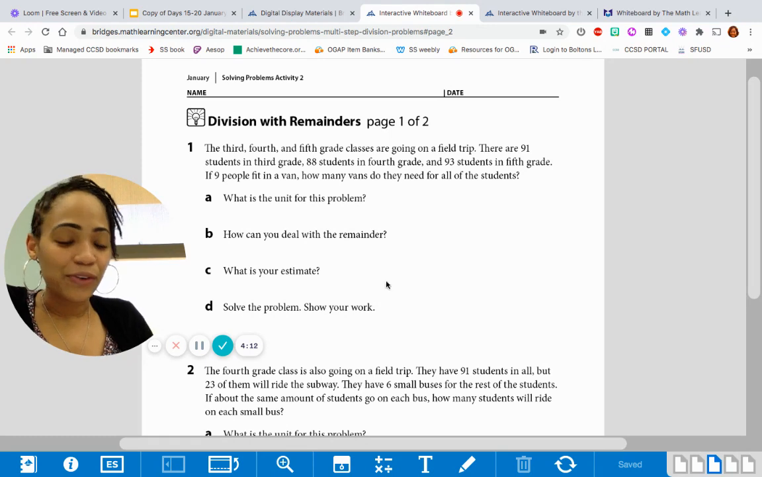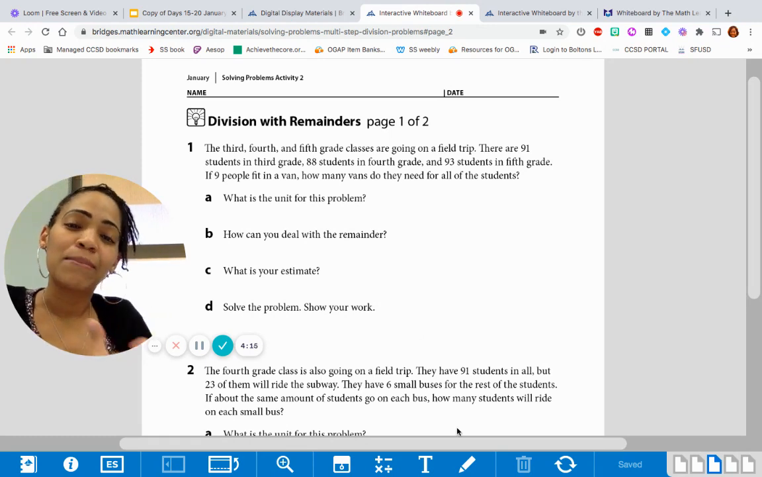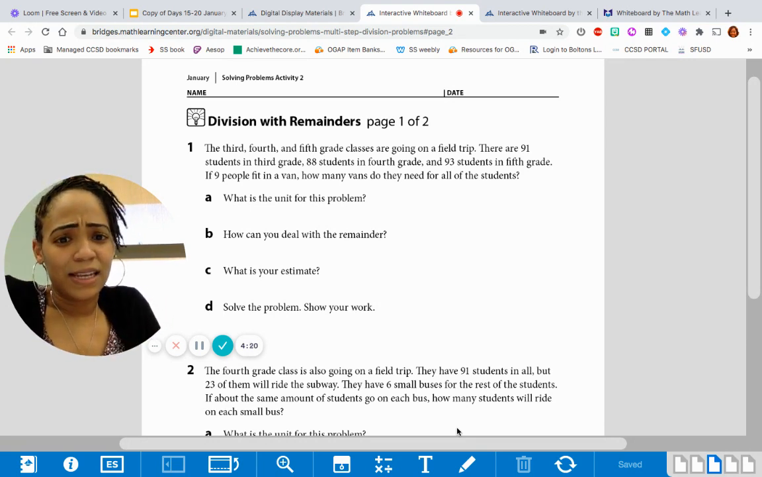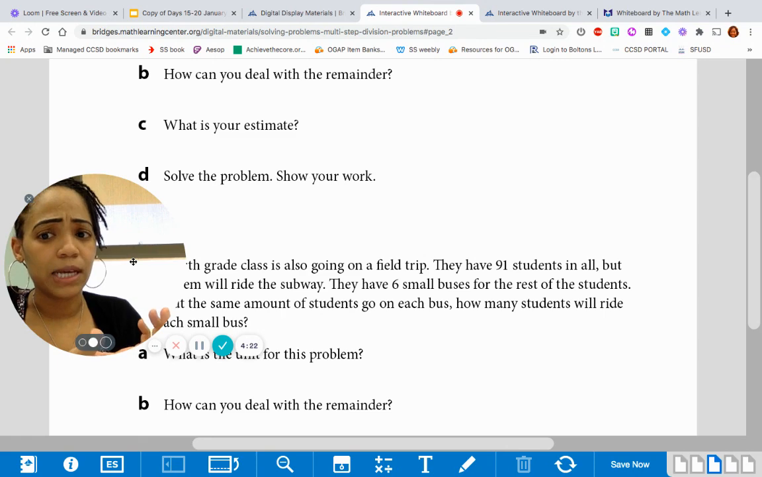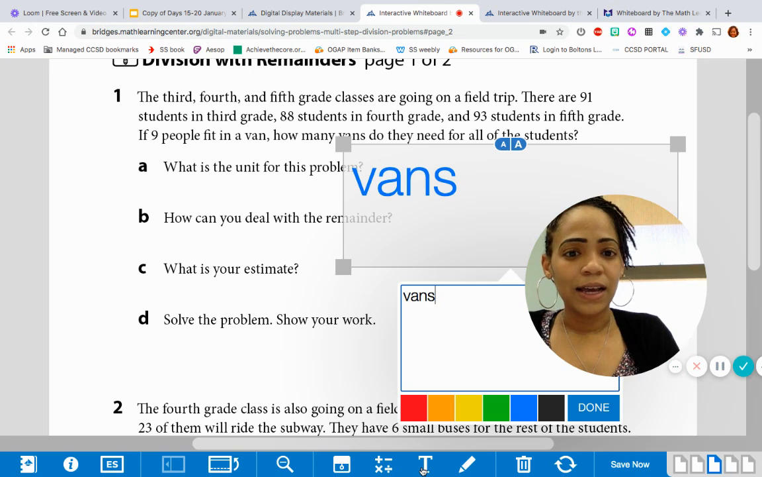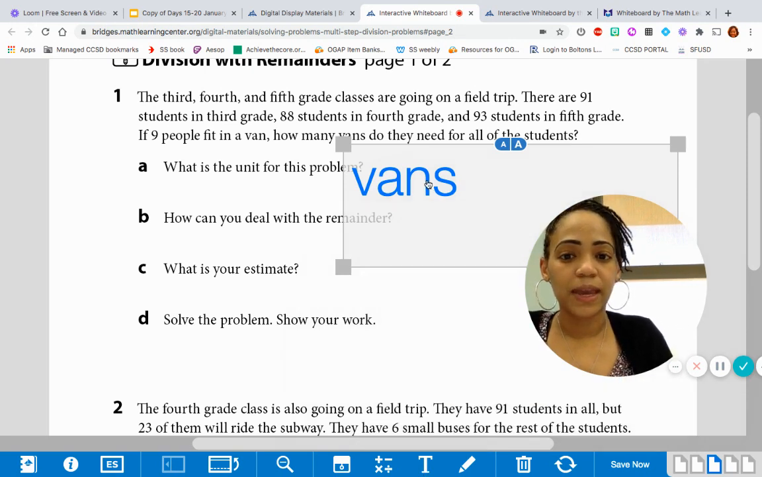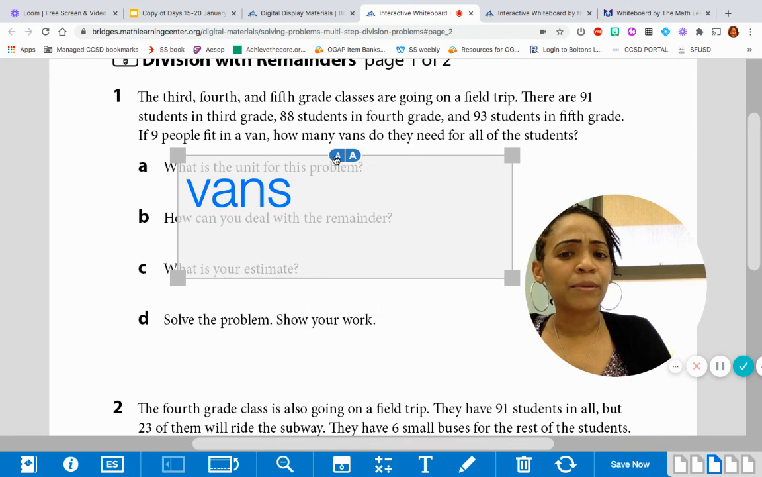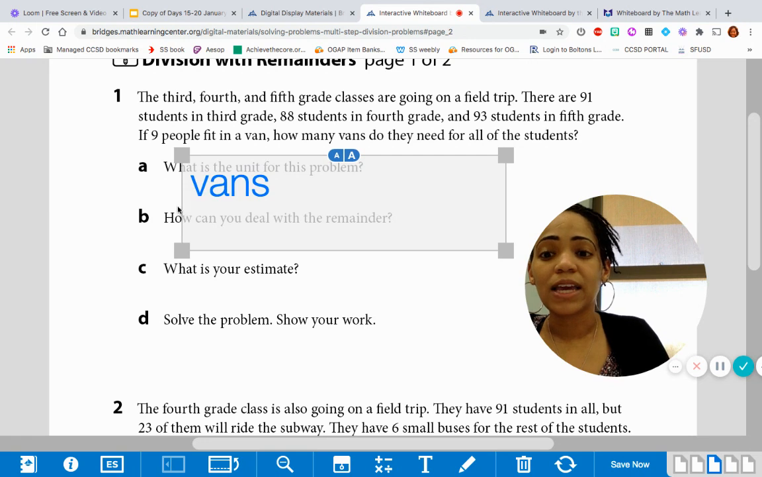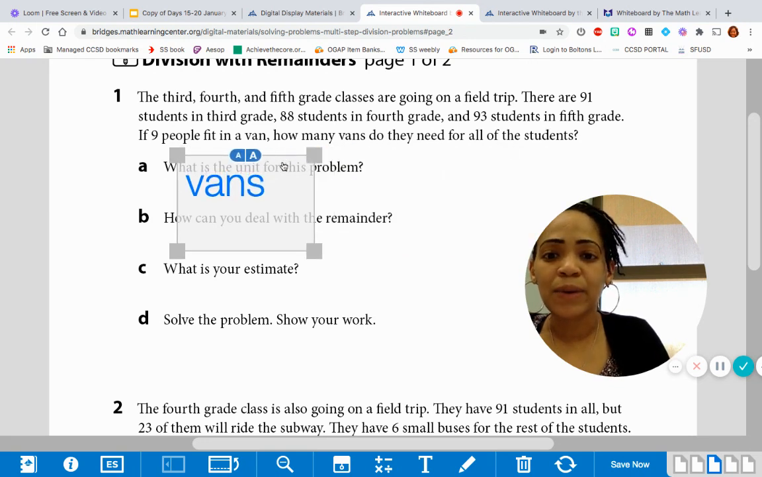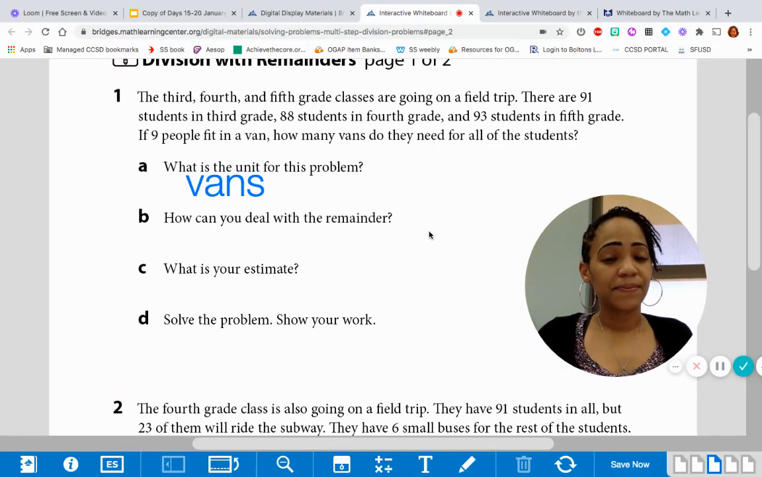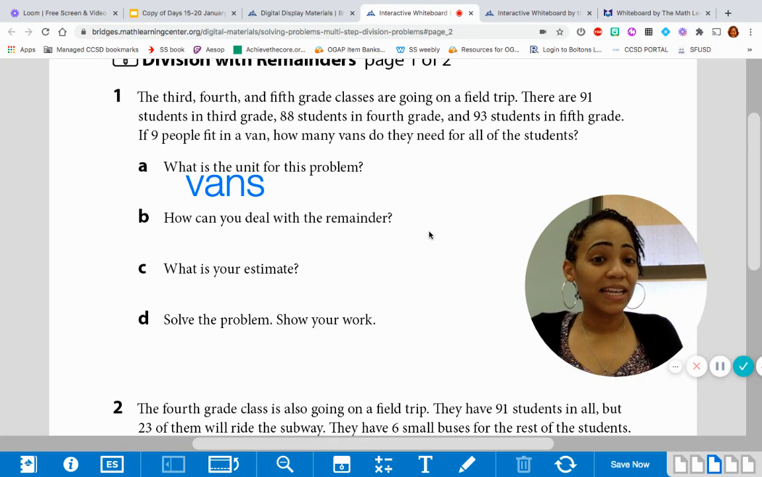So what is the unit for this problem? And by unit, I mean, if I were to label my answer, what label would I put on the answer? If it's asking for how many vans they need for all those students, then chances are my label is going to be vans. That's what I'm talking about. I want to know how many vans. Okay? Now, if we have a remainder, which I guess this question is kind of giving us a hint that maybe we will have a remainder. If we were to have a remainder, how are we going to deal with that remainder? What are we going to do with the leftover? Are we going to throw it away? Are we going to make it into a decimal form?